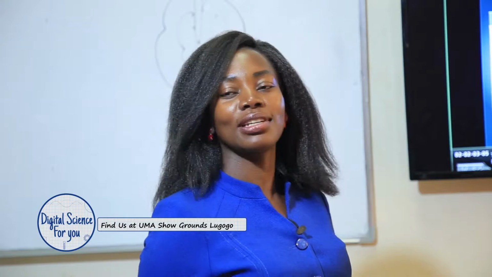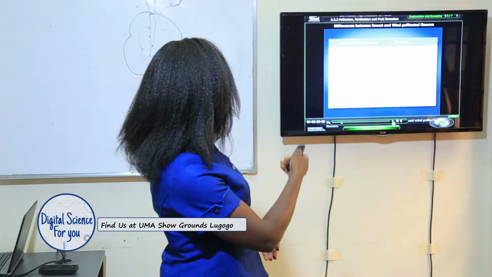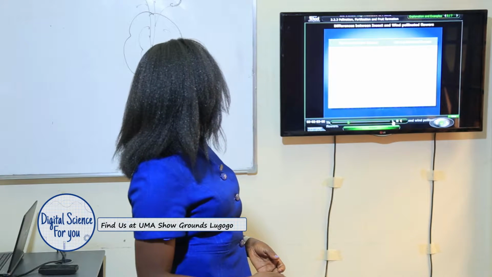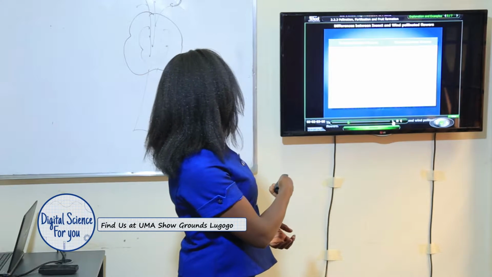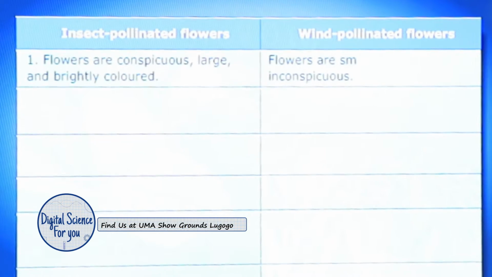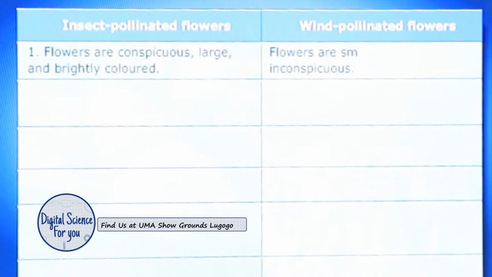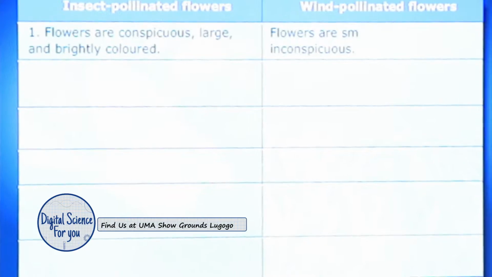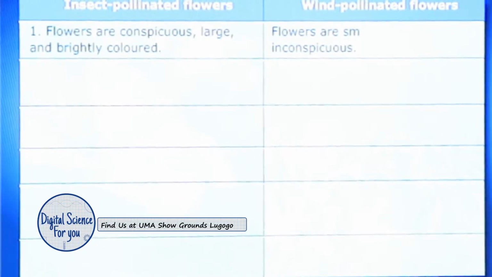From what we have so far discussed about the agents of pollination being insects and wind, we can now draw a comparison by looking at a table such as this that is offered with our digital science. Here on one side we have insect pollinated flowers, and on the other side we have wind pollinated flowers. Number 1, on the side of insect pollinated flowers, there are flowers that are conspicuous.